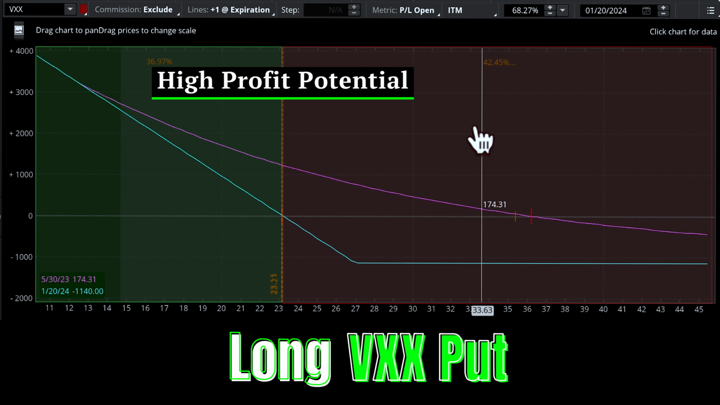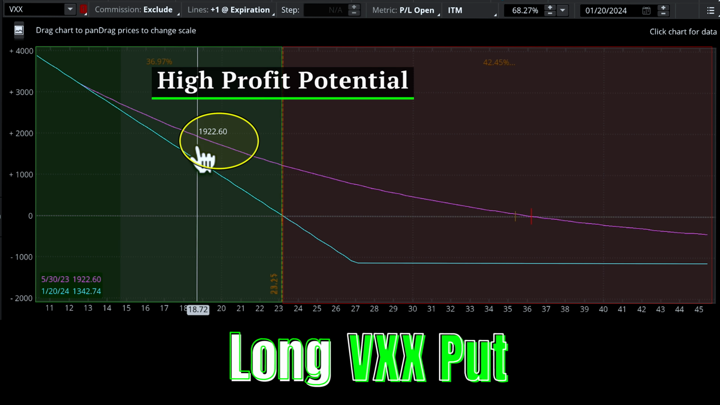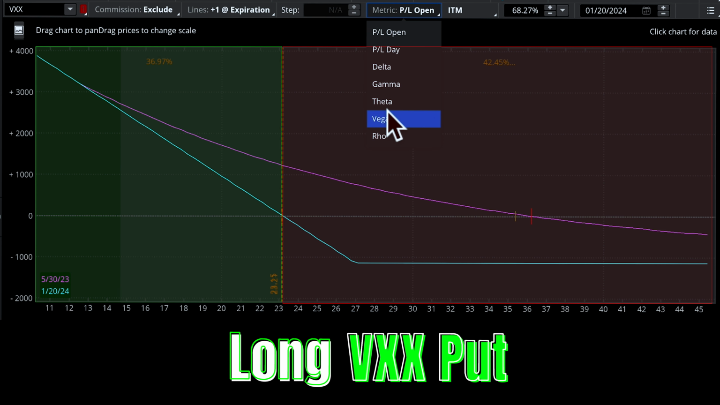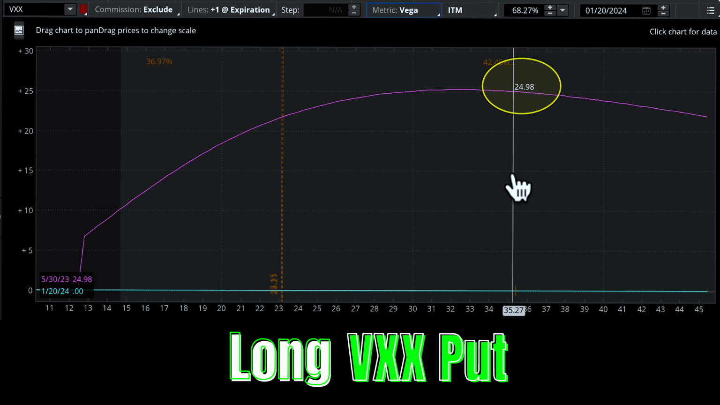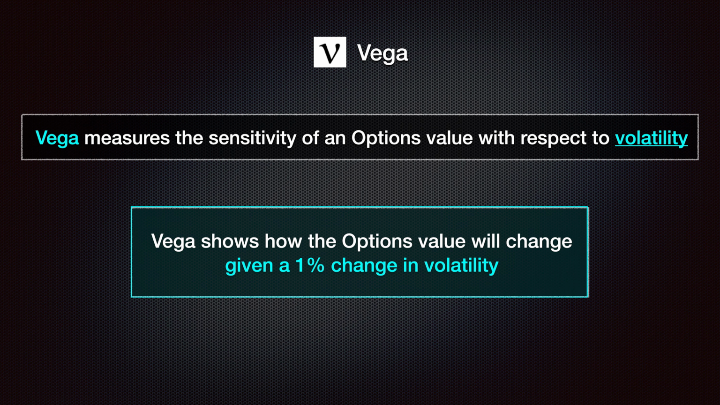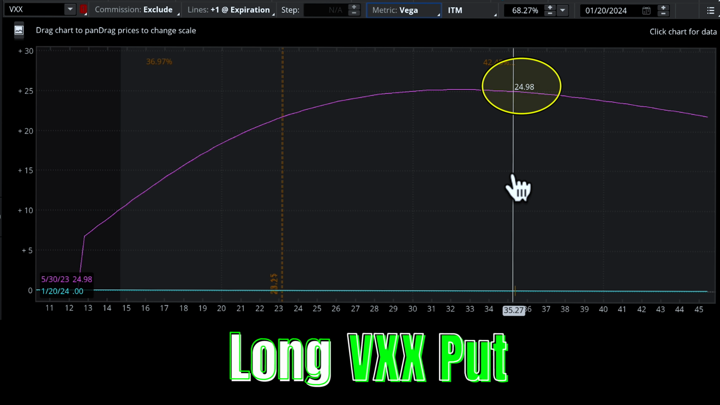Now, easier said than done, but you can see here this trade cost $1,140 to open. And if VXX decays more than usual, this trade could double or even triple its money. Another advantage we can highlight here, if we look at what's called Vega, you can see this is a positive number. Long put options are Vega positive. Now, really quickly, Vega is the option Greek representing volatility. Vega shows how an option's value will change given a 1% change in volatility. The Vega of this long put option is positive, and that means that if volatility goes up, this trade will gain some value from that.